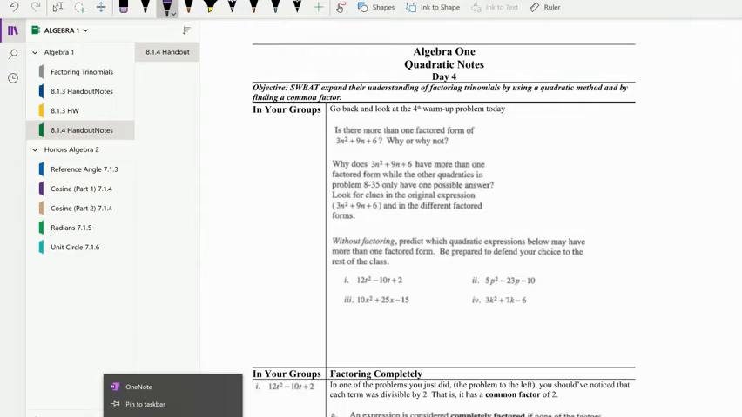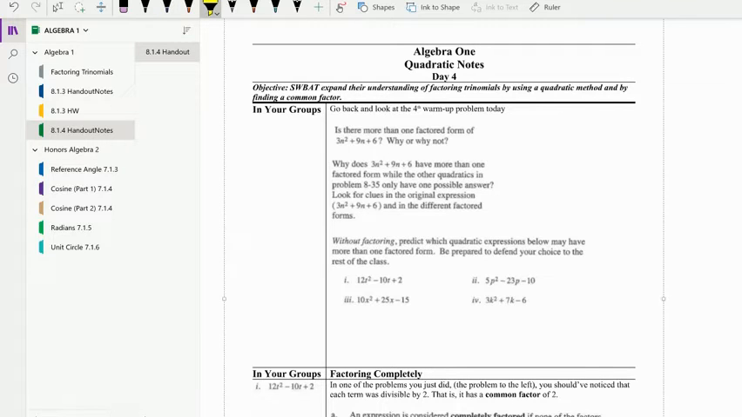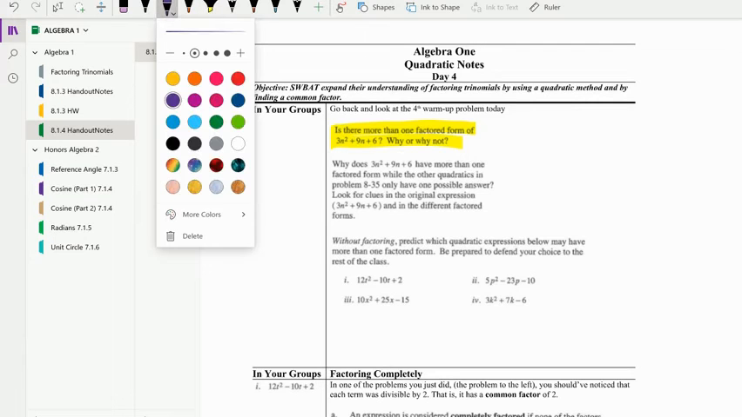Okay, so we are on quadratics notes day 4. Where we left off was factoring trinomials that looked a little bit different. Some of them were binomials, and some of them were trinomials with terms in different spots. We also looked at a trinomial that had more than one answer. So that's the first thing that we are going to look at. Is there more than one factored form for 3n squared plus 9n plus 6?